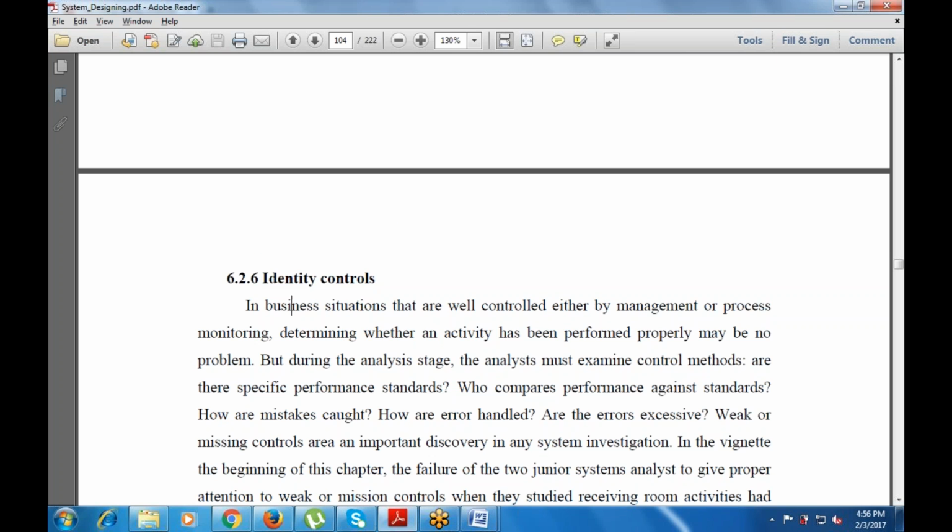Then identify the controls, either by the management or the process monitoring, that determine whether an activity has been performed properly. During the analysis stage, the analyst must examine the control methods. Are there specific performance standards? Who compares the performance against the standards? How are mistakes scored? How are errors handled in the organization?